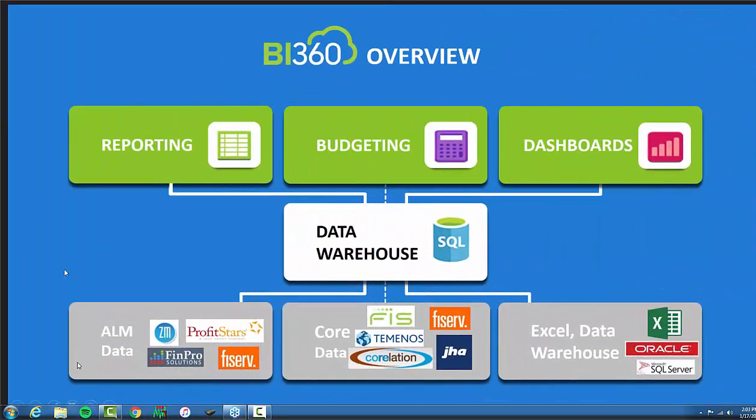BI360, just to tell you what the tool is, is going to be aggregating all the information for CECL Clearinghouse. It is essentially a data warehouse, a reporting, budgeting, and dashboarding tool. The first part, the data warehouse, is key to CECL Clearinghouse. We can take data from any source, typically your asset liability model or your core data system, Excel, data warehouse. Really, any source brings in a common SQL Server data warehouse. And then we do all sorts of reporting and budgeting and analytics.